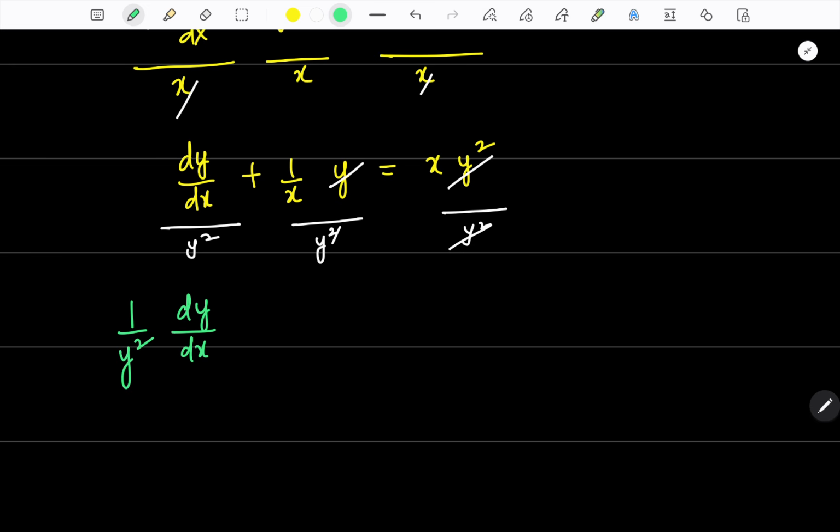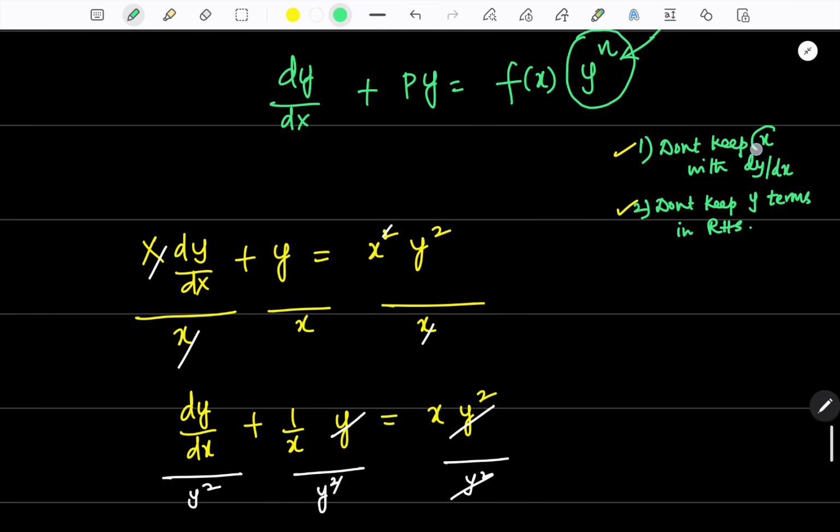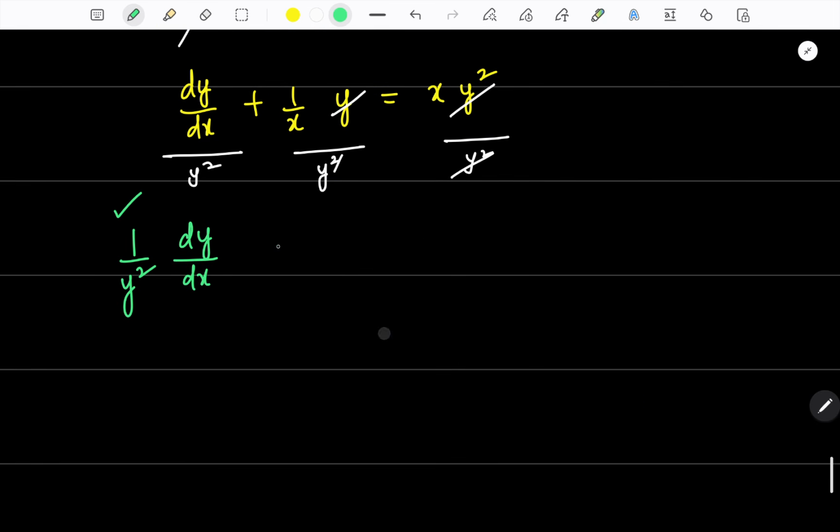Teacher, you said nothing should be near dy by dx. I said near dy by dx, x should not be there. Don't keep x, I said. I didn't say about y. But here 1 by y square is coming, plus 1 by x times 1 by y is equal to x.